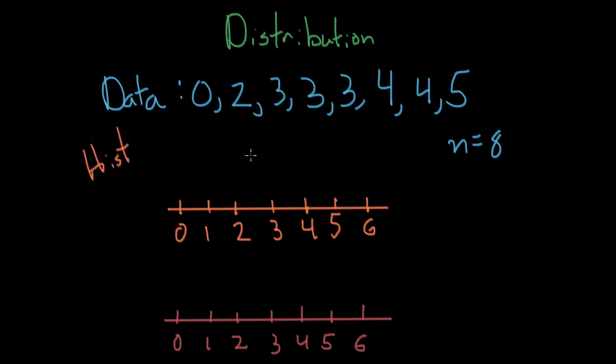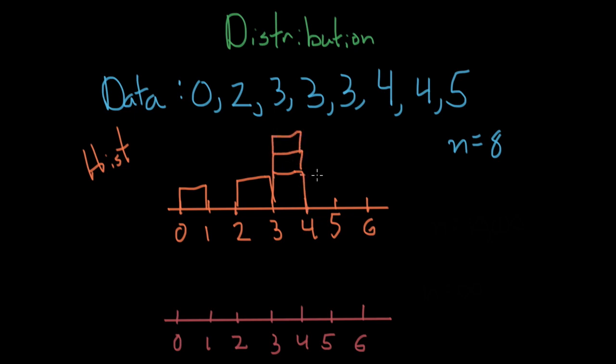A histogram. All a histogram is, for each data point, we go ahead and we add a box to a number line. So for 0, we'd go ahead and add a box at 0. For 2, we'd add a box at 2. Notice I skipped 1. For 3, we'd add a box at 3. But the magic is, if we add multiple boxes, we stack them on top of each other.